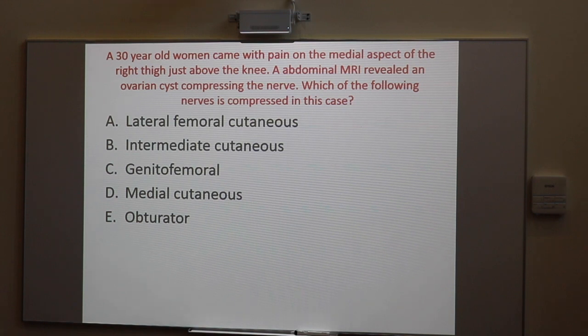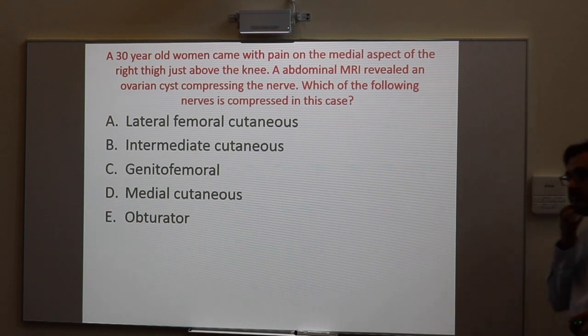And for the obturator nerve, you should remember that when it passes through the pelvis, it passes very close to the ovarian fossa, where the ovaries are located. So if there is a tumor or a cyst of the ovaries, it is going to compress the nerve, and as a result you might have pain on the medial side of the thigh.